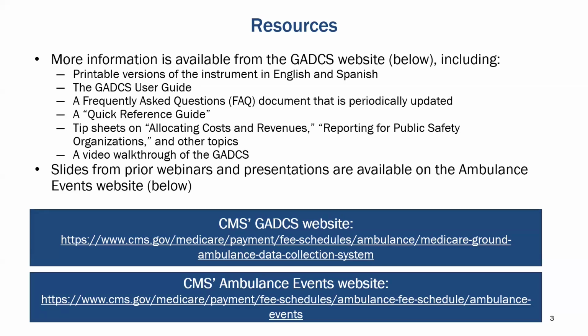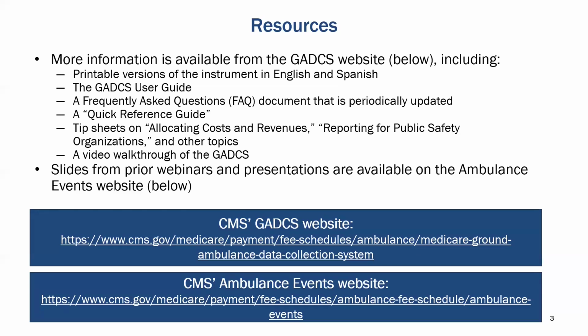Those are all available on CMS's GADCS website, which is the URL in the top blue box. Note that this presentation uses screenshots from the online GADCS portal where you will actually report your information. The portal has the same questions that you will see in the printable GADCS instrument, though some questions may not be shown or look different depending on your answers to prior questions.